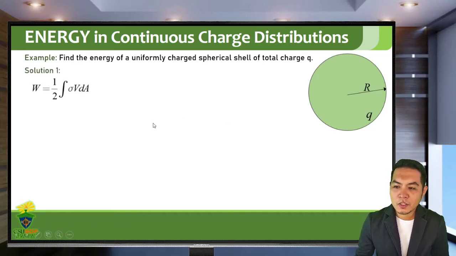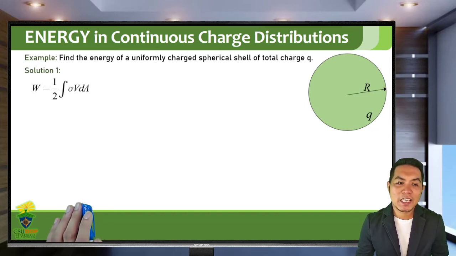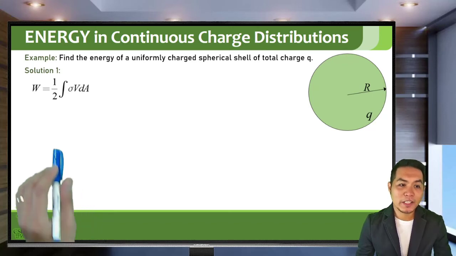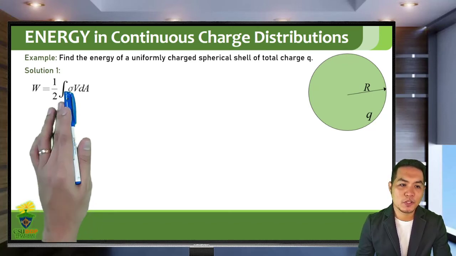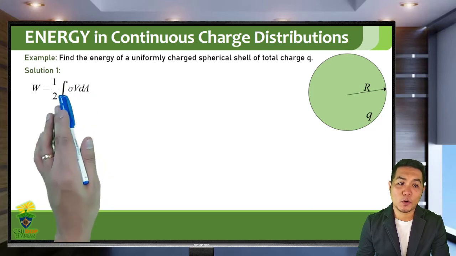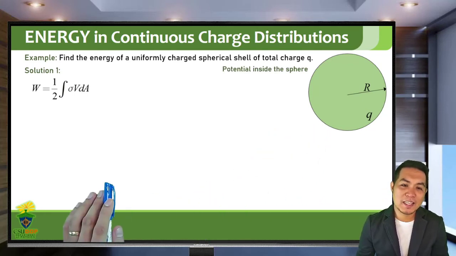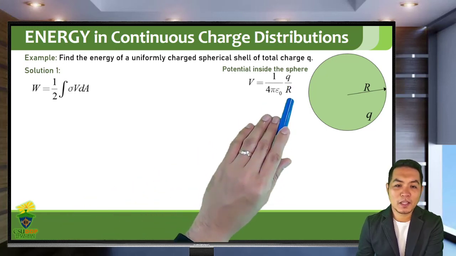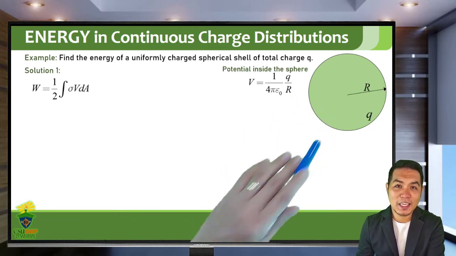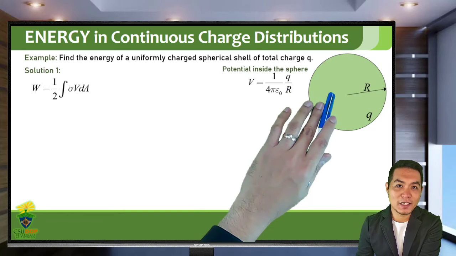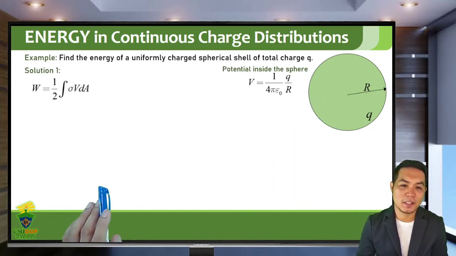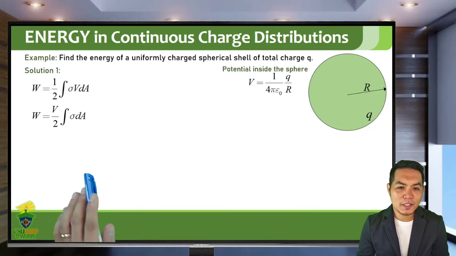Okay, so for solution 1, we use the first equation, the integral of V dq, where our dq here, since this is a surface charge distribution, we will replace by sigma dA instead of rho d tau. We already solved this problem in the previous lesson, and the potential inside the sphere is kq over capital R. It's constant because the electric field inside is 0, meaning there's no gradient in potential, so the potential is constant. So we can use this value.